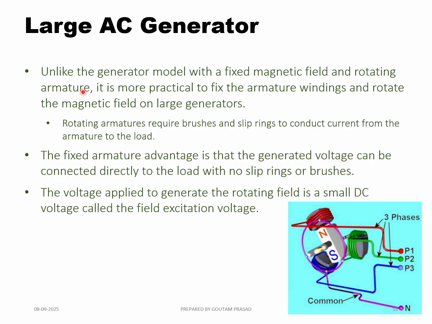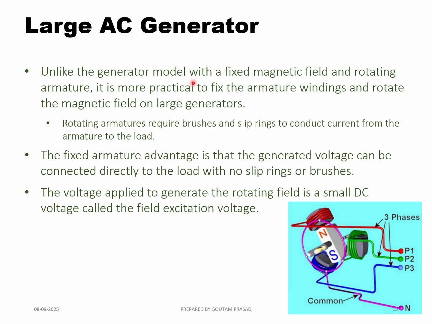So, what happens in the case of the large size AC generators? Basically, in the large size AC generators, we have a different kind of arrangement. We have the armature winding, that is three-phase winding on the stator side, and poles are put on the rotor. So why do we do this? Because this has got many advantages.